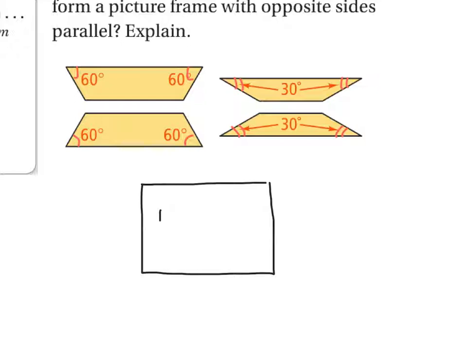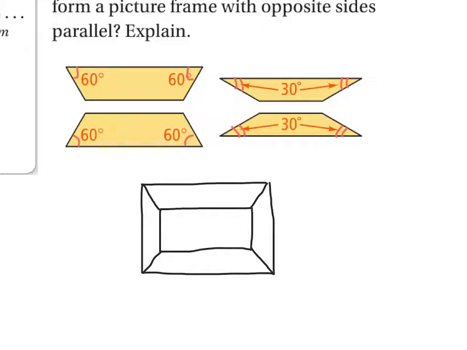So if I assemble this like this, will my opposite sides actually be parallel? Will it be a nice looking picture frame, or will it be kind of wonky? What do you think? How do you suppose we're supposed to figure this out? Let me give you a hint. What shape are picture frames? Not always squares, but rectangles. Most of the time, right? Unless we're talking about some kind of fancy frame. But yeah, most of the time they're going to be rectangles.